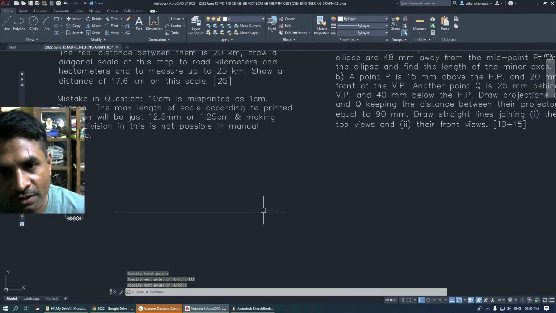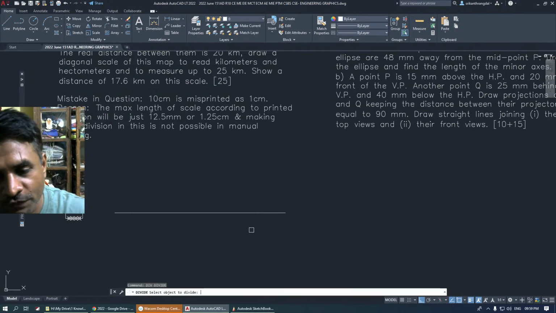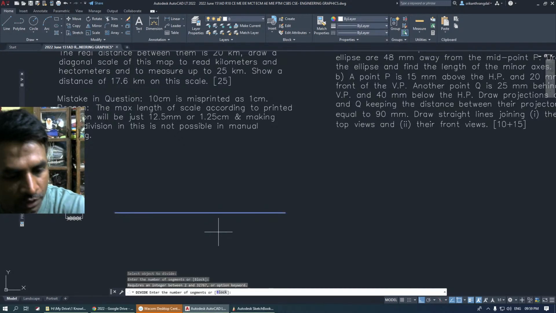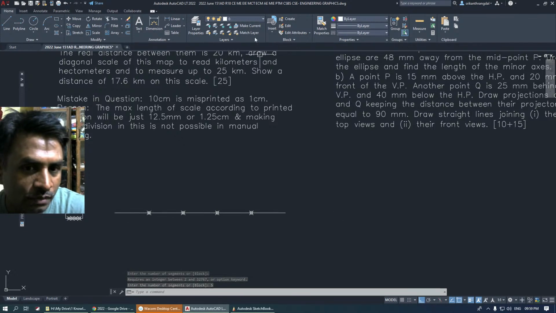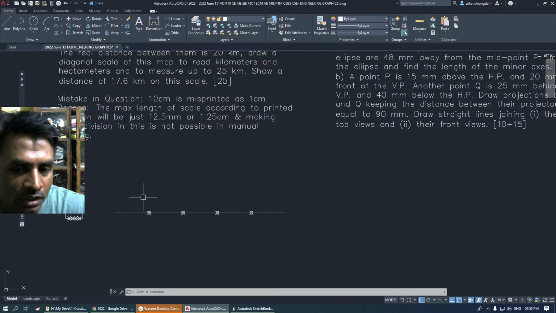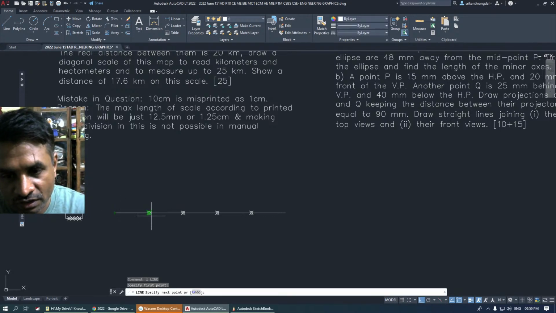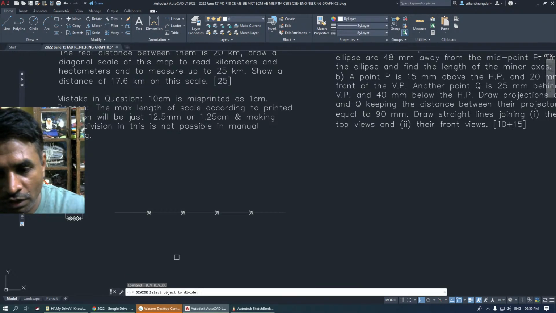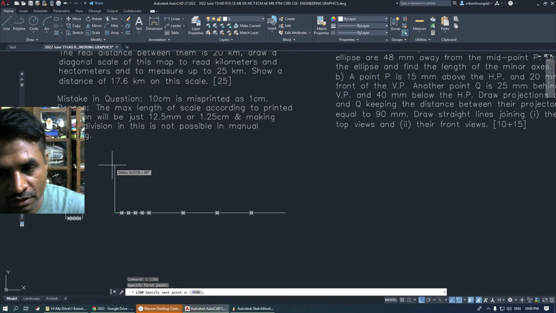So the total length of the scale is going to be 125 mm, and this we need to divide into 5 divisions. Now when we make 5 divisions in this, the total length was actually representing 25 kilometers, so each division actually represents a length of 5 kilometers. Now we need to subdivide the starting length further into more divisions to complete the scale.